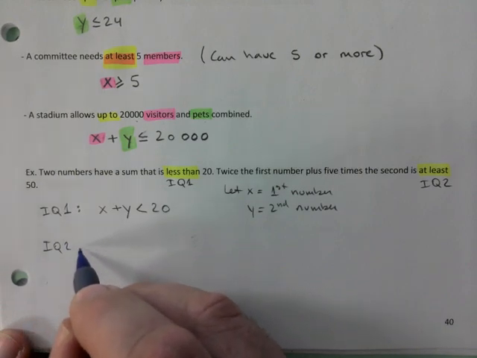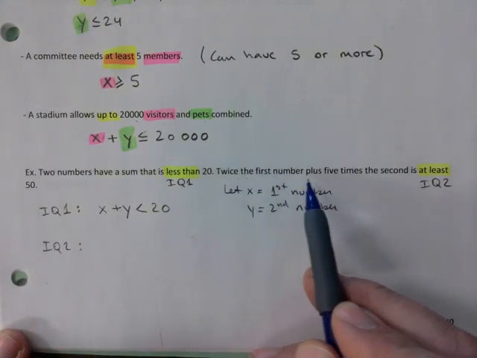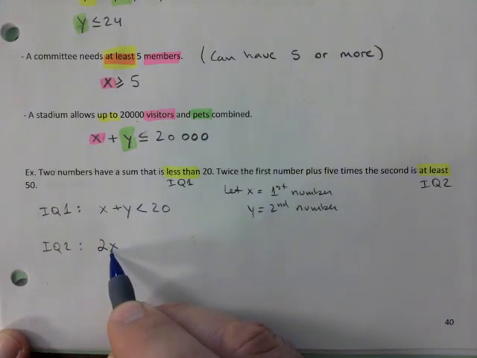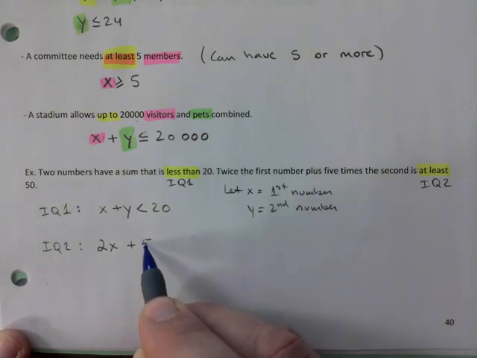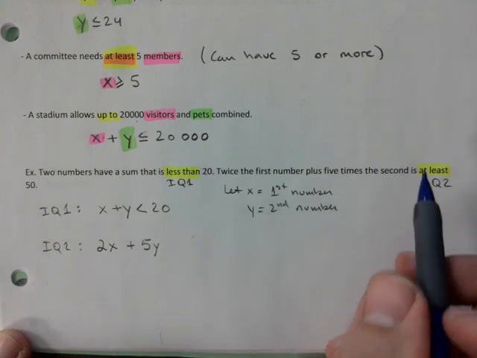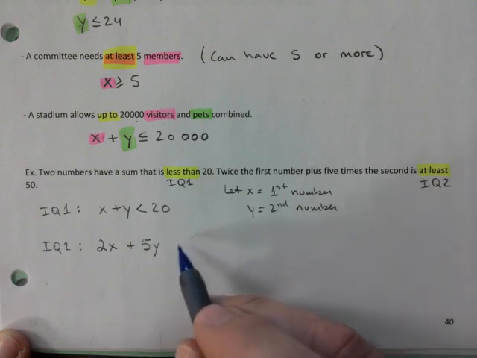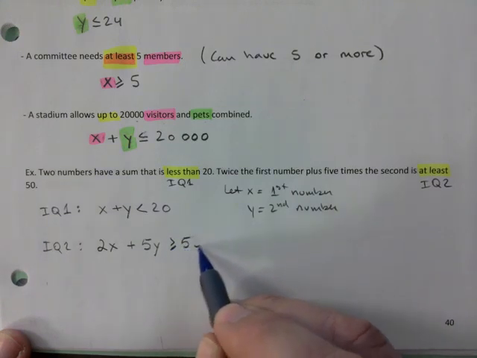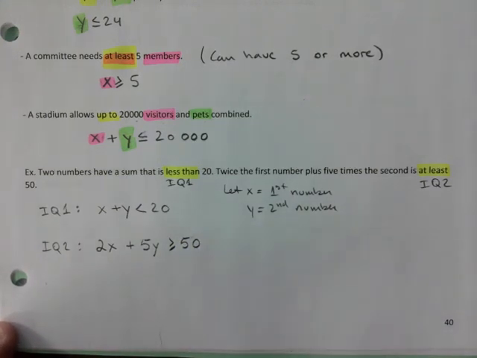Inequality number 2: twice the first number plus 5 times the second number is at least 50. How would you write that if you saw the at least? What symbol would go here? Greater than or equal to, that's right, 50. And you have yourselves a system, and you can actually graph this and have possible answers to this system. I just wanted you to see how that works.